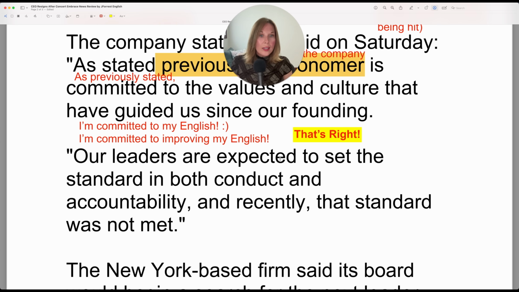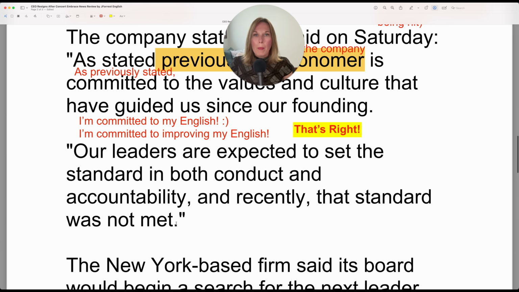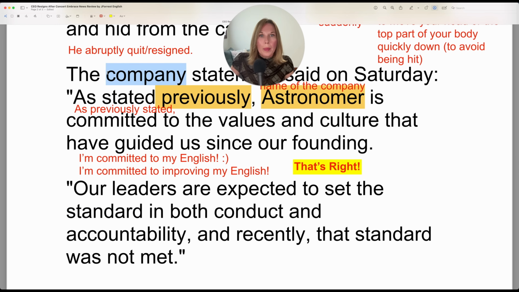Our leaders are expected, so to be expected to do something, are expected to set the standard in both conduct and accountability. And recently, that standard was not met. So let's look at two verbs with standard. Standard represents what is acceptable and not acceptable within the company. It can, of course, be in a household, in a relationship, in a friendship, in other contexts, but in this case, it's in the company because this is a company statement.